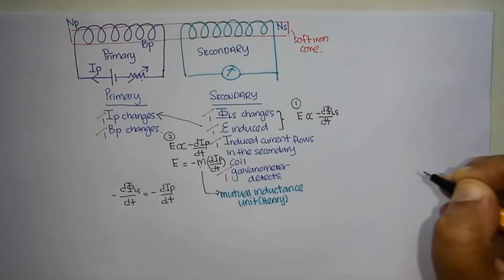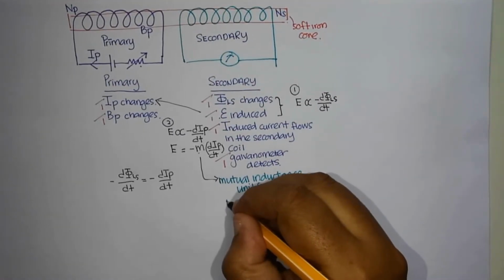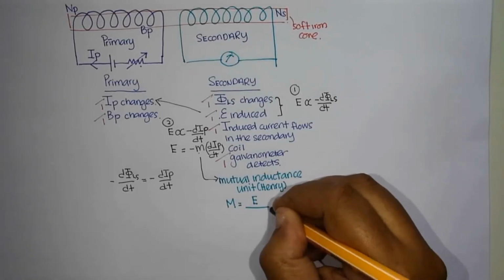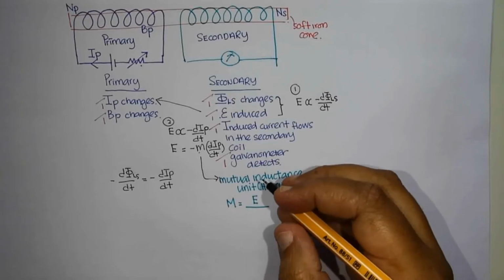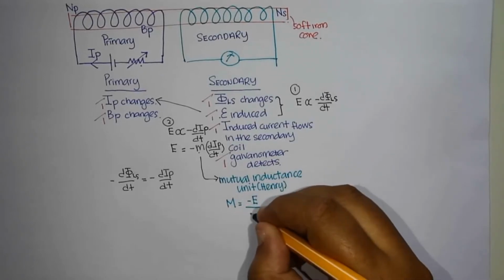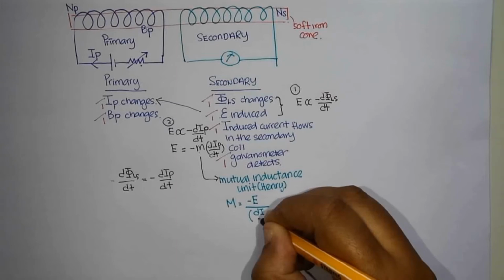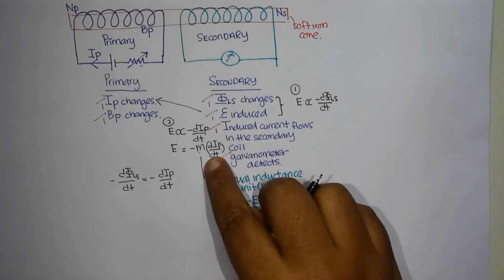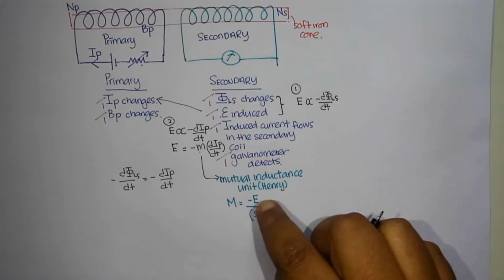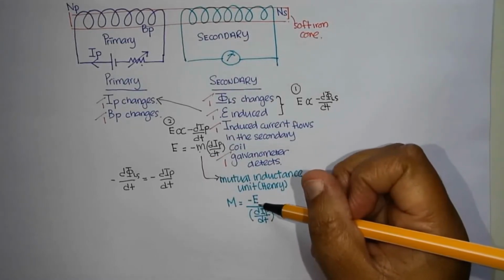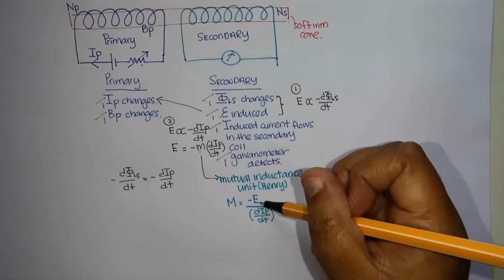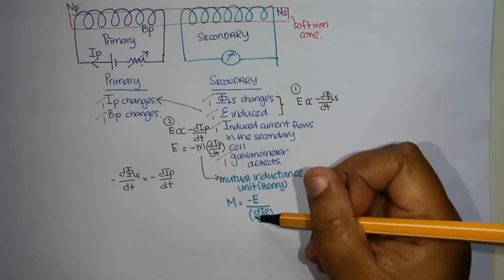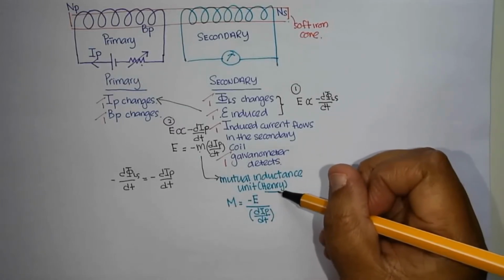So what is the definition of mutual inductance? The definition of mutual inductance M is equal to the EMF divided by the rate of change of current, dIp over dt. So mutual inductance is equal to the EMF induced in the secondary coil divided by the rate of change of current in the primary coil, and the unit is Henry.